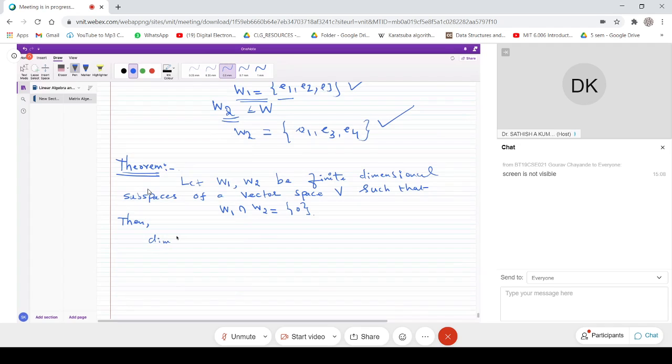Dimension of W1 plus W2 will be the same as dimension of W1 plus dimension of W2.